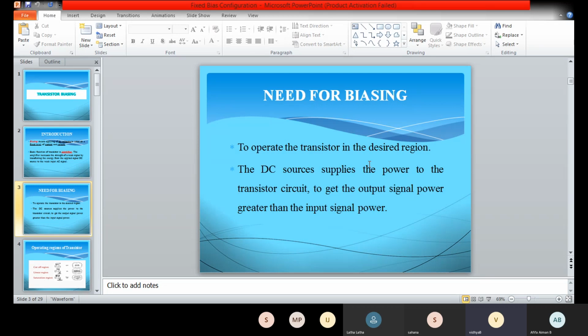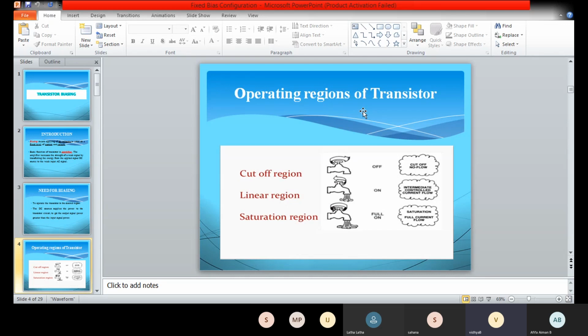The DC source supplies the power to the transistor circuit to get the output signal power greater than the input signal power. This I have said in yesterday's class. The operating regions of a transistor are the cutoff region, linear region, and saturation region. These are the three types of regions in a transistor.